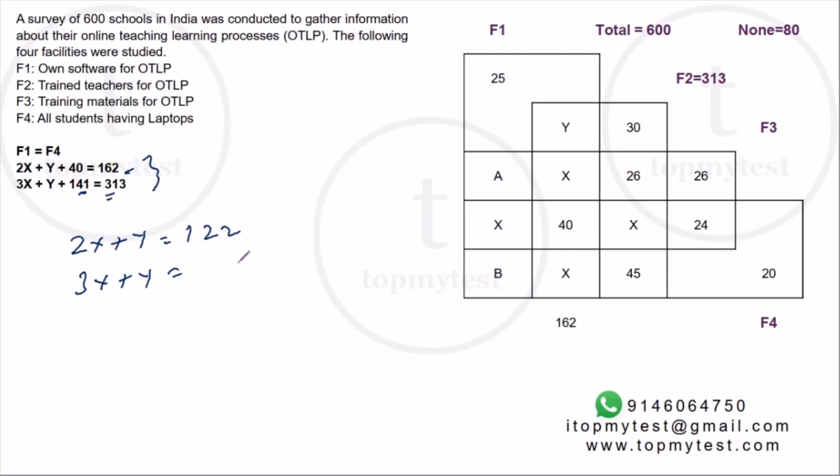313 minus 141 will be 172. Subtract this from this directly. You will get x equal to 50. Back substitute: 122 minus 100, y should be equal to 22. So we have the values of x and y.